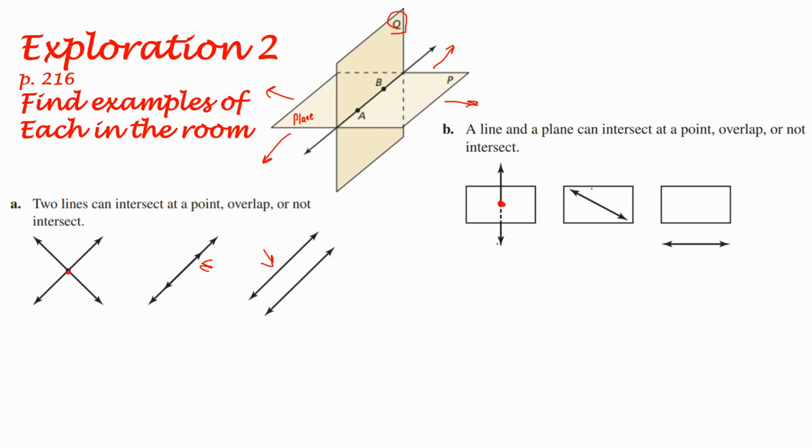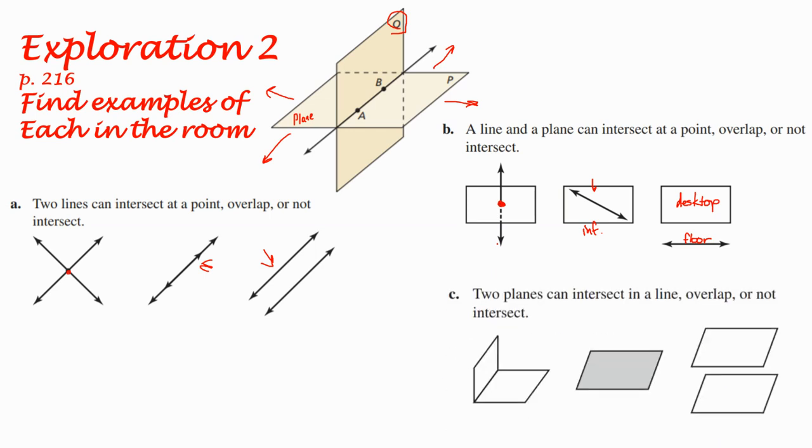A line can also be on a plane, which means it intersects infinitely, like overlapping. And then a line can also be separate from a plane. So here's a plane and here's the line off of it, and it never intersects. Think like if you drew a line on your floor, any line on the floor, and here we have a desktop. Notice that those are never going to intersect.